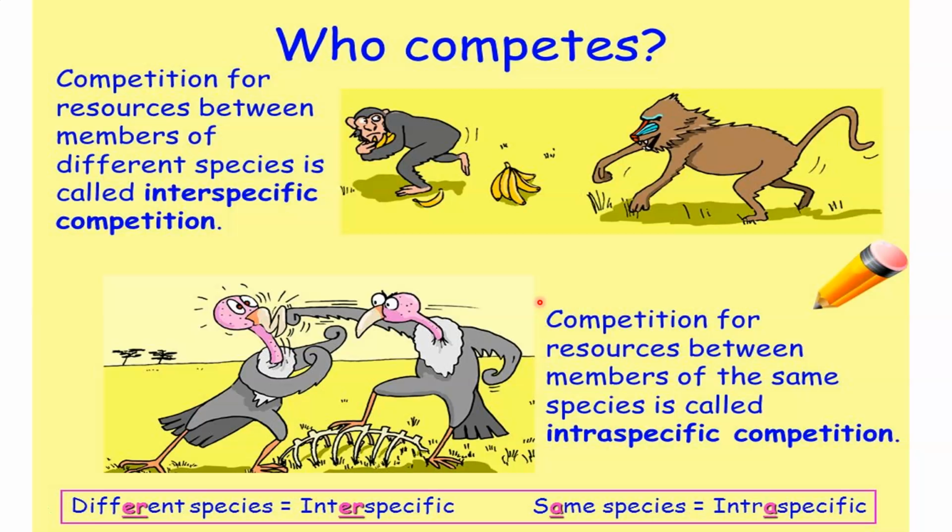Now let's talk about competition, right? The competition can be divided into two, right? Interspecific, intraspecific. We are looking into both forms of competition here. The competition for resources between members of different species is interspecific, between two different species. Intraspecific is competition for a common resource between two individuals of the same species, right? That is intraspecific competition, right?